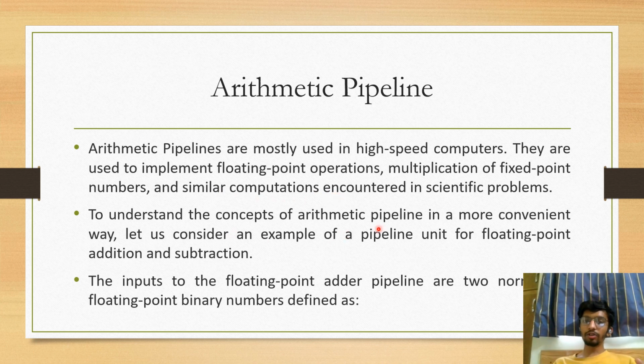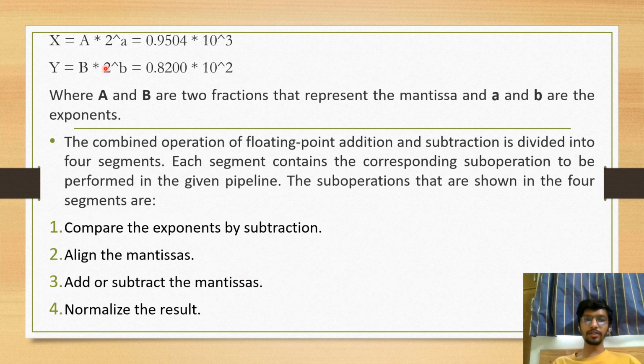To understand the concept of arithmetic pipeline in a more convenient way, let us consider an example of a pipeline for floating point addition. The inputs of the floating point numbers are X = A into 2 raised to power a and Y = B into 2 raised to power b. Capital A and B are the two fractions, and small a and b are the exponents, for example 0.9504 into 10 raised to 3 and 0.8200 into 10 raised to 2.